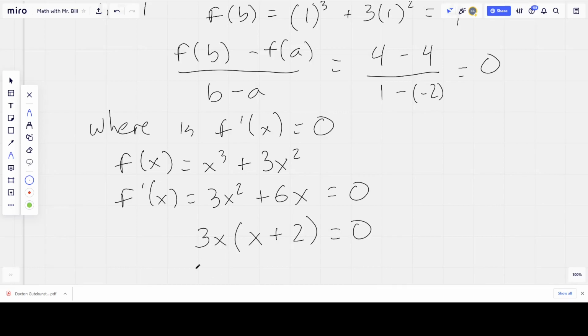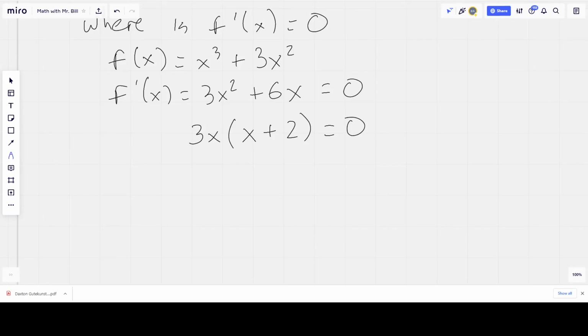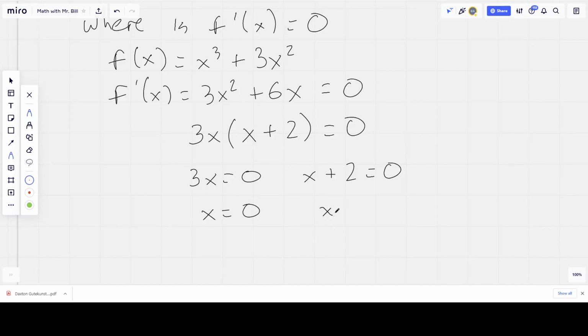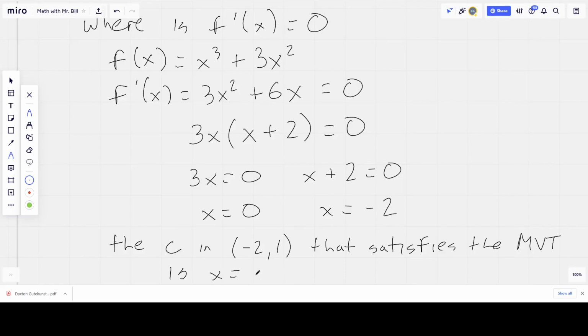And so setting both of these factors equal to 0, we see that 3x is equal to 0 and x plus 2 is equal to 0. Solving the first one, we get x is equal to 0, and the second one that x is equal to -2. So the c value that we're interested in has got to be inside the open interval, so it actually can't be x equals -2. It can only be 0. So the c in the open interval from -2 to 1 that satisfies the mean value theorem is x equals 0.